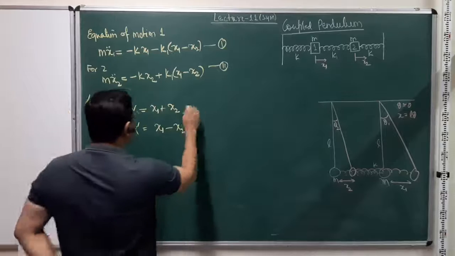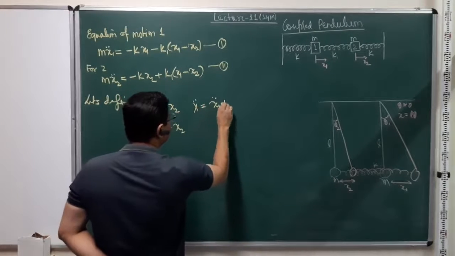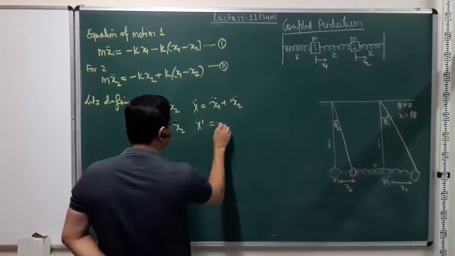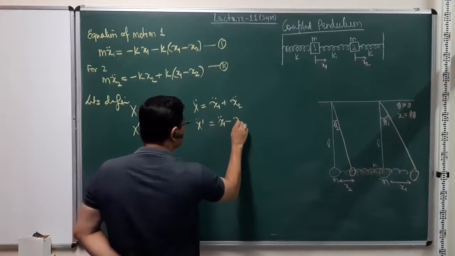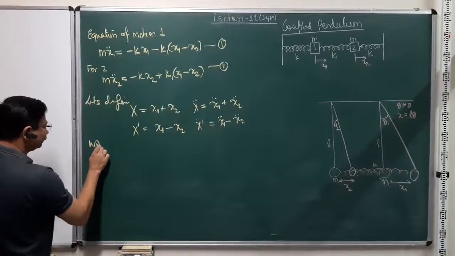And now if this is the case, then we can see that x double dot will be nothing but x1 double dot plus x2 double dot, and x prime double dot is similarly x1 double dot minus x2 double dot. Right?